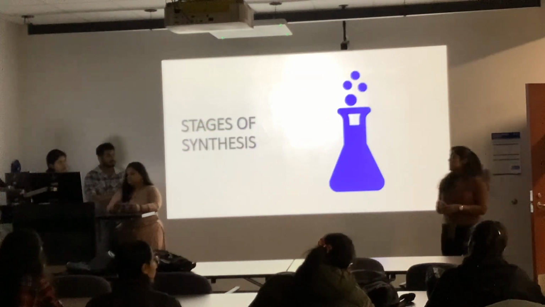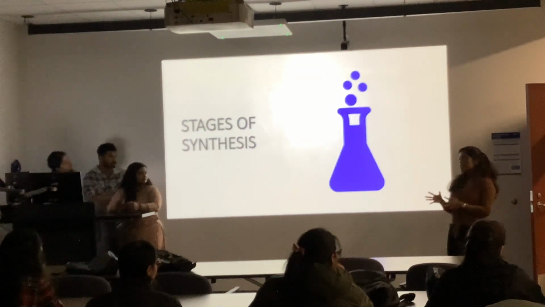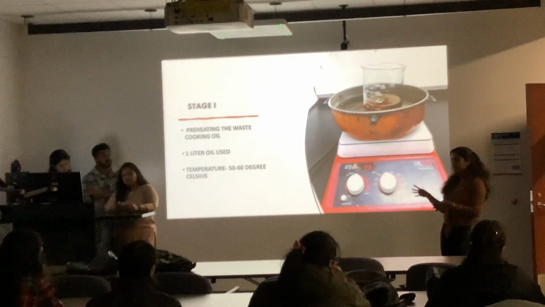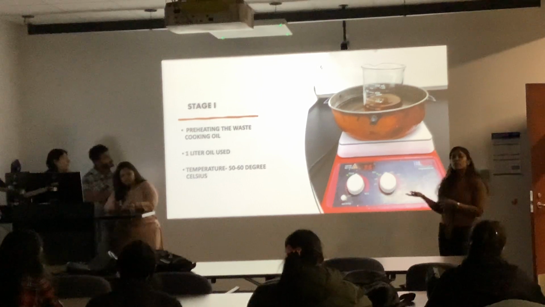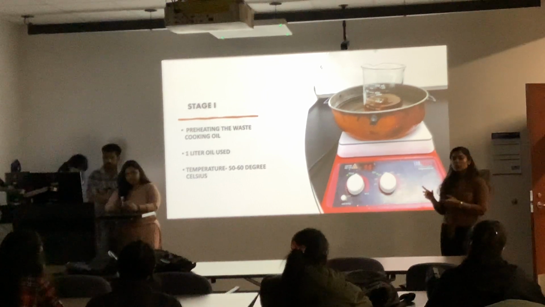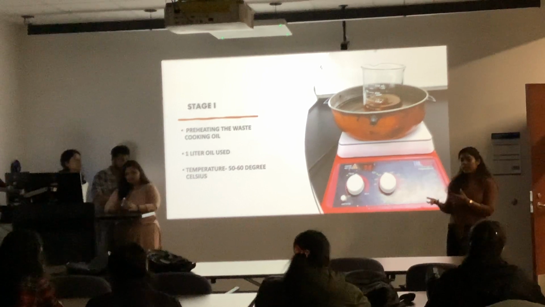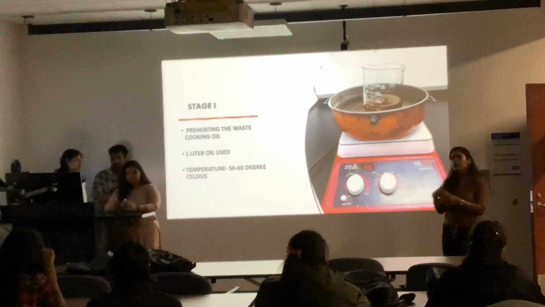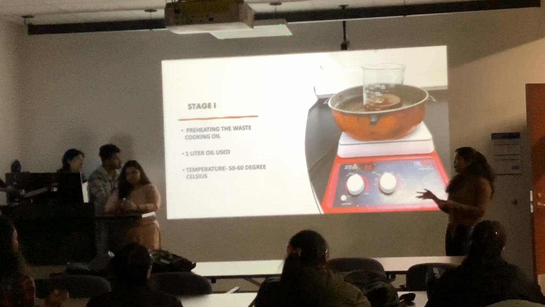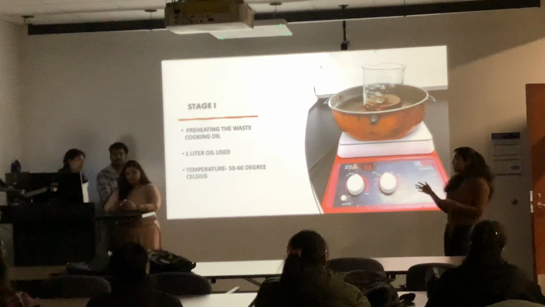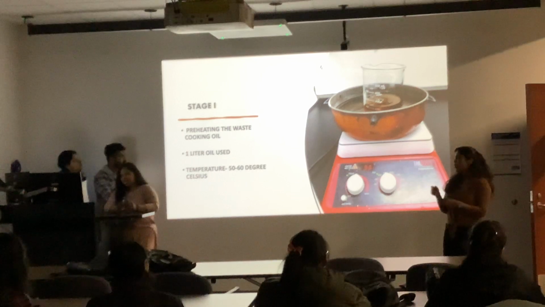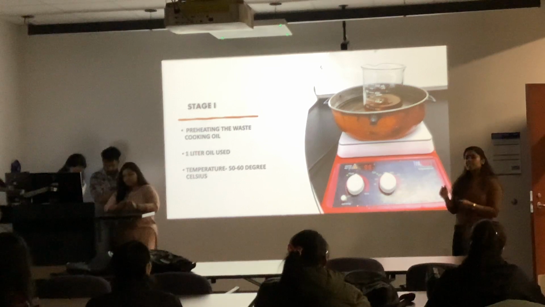So the next is the stages of synthesis. The initial stage of the biodiesel synthesis is the waste cooking oil preheating. Why did we preheat the waste cooking oil? Because the waste cooking oil is used oil, so it might contain moisture. In order to eliminate the moisture content, we preheated the waste cooking oil. We took about 1 liter of waste cooking oil and preheated it for about 2 hours at a temperature of 50 to 60 degrees Celsius.